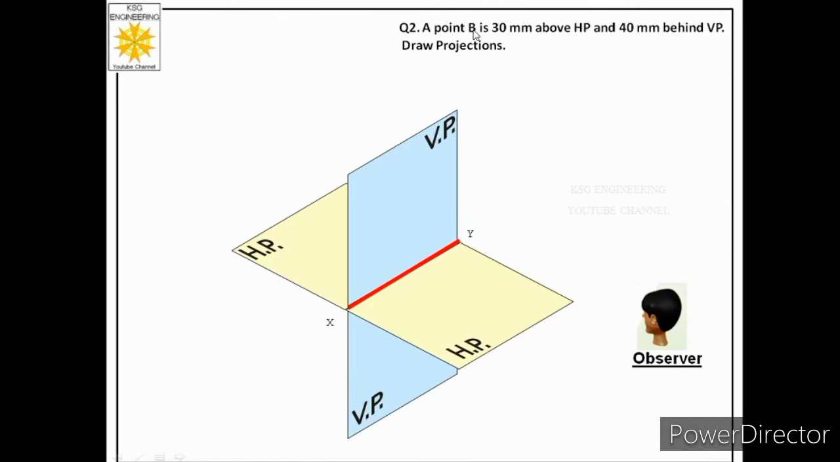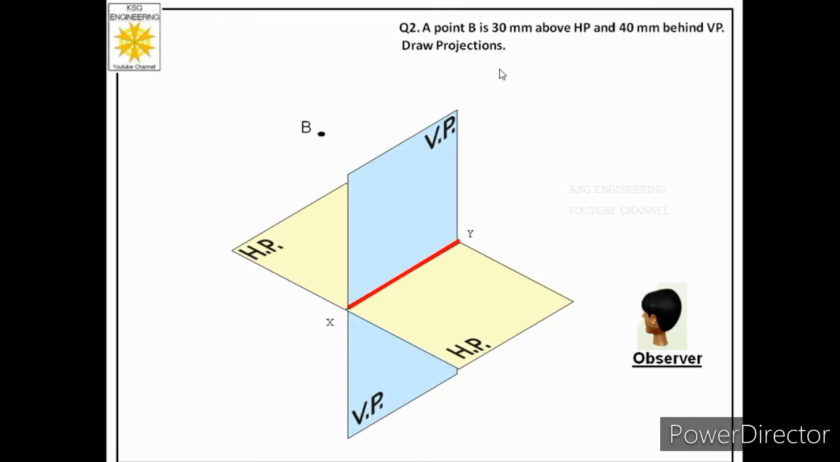Now he says point B is 30 mm above HP. So this is HP. Above means this side, and next he says behind VP. So for observer, this side is behind VP. So it means above HP, behind VP. He is talking about second quadrant. So let us place the point in the second quadrant, and name of the point is capital B.